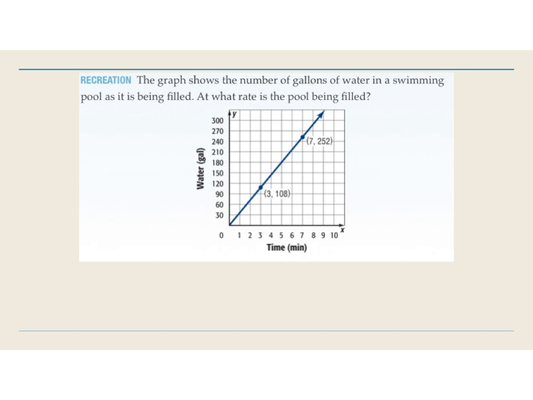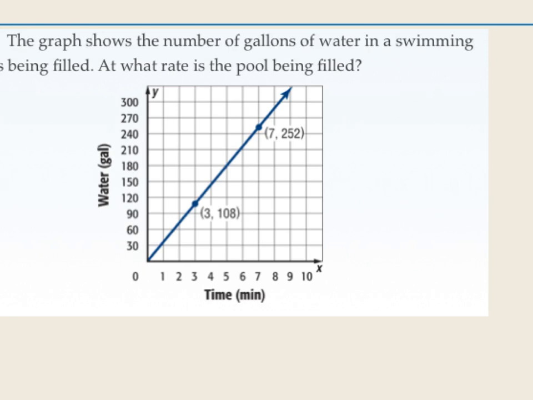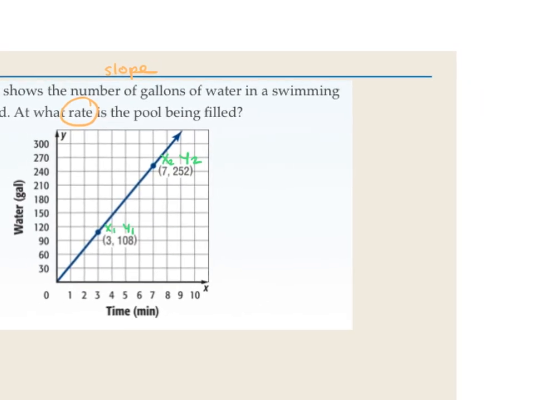So here we need to find the slope of the line. It asks us, what rate is the pool being filled? When we see rate, we know we have to find the slope. So our first point here, we're going to call 3 our x1. 108 is going to be our y1. 7 is our x2 because this is our second point, and 252 is our y2. And now we plug everything into our formula.